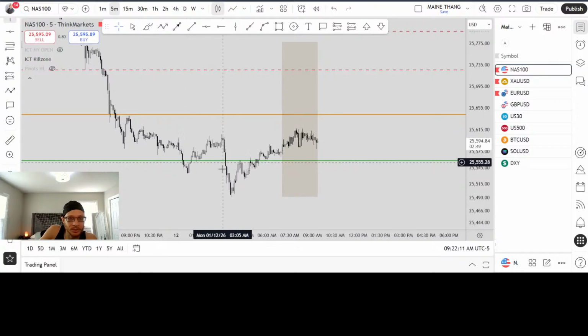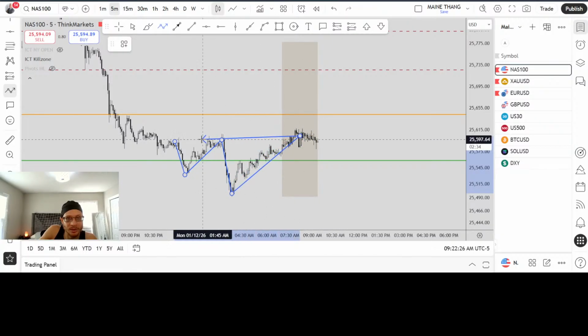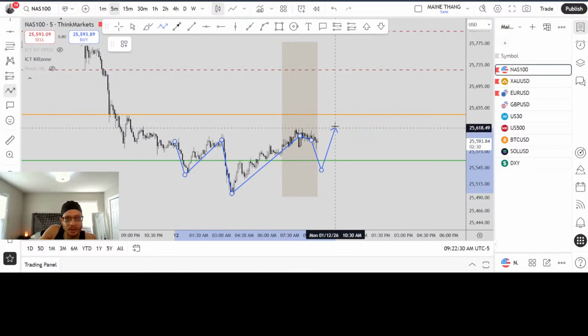Five-minute, boom, boom, boom. Just making these little structures, but I wanted to see it break this high. It didn't break that high yet, so we'll just count this as equal high. And we wanted to see it break it, come back, and then go up.